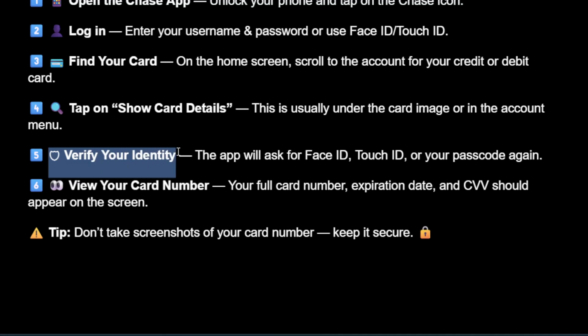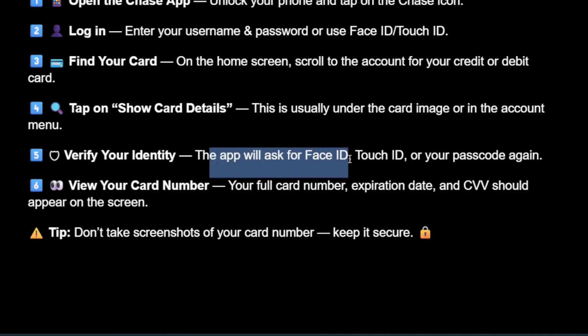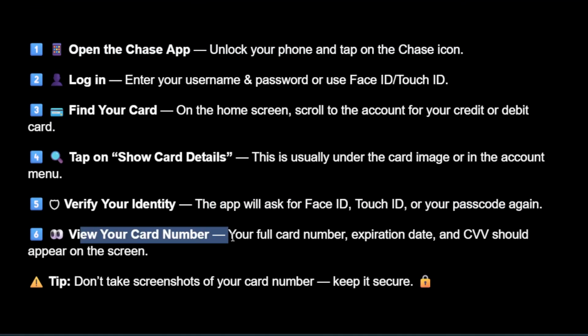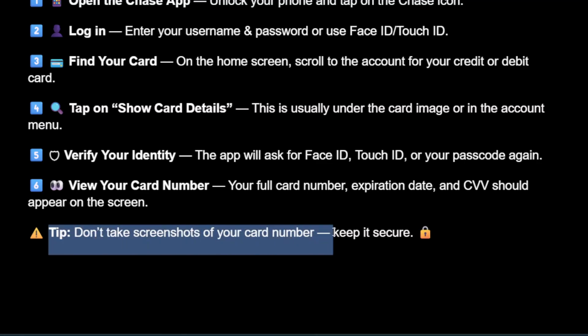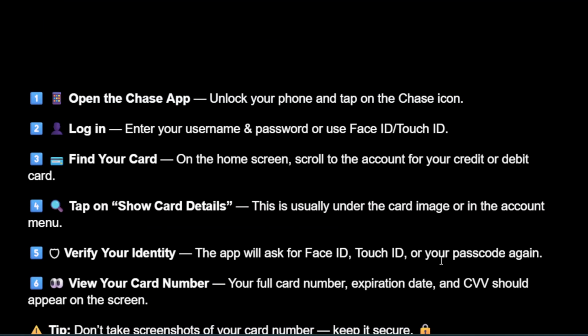You will then have to verify your identity. The app will ask for Face ID, Touch ID, or your passcode again, and you will be able to view your full card number, the expiration date, and CVV, and they should appear on screen. Don't take screenshots of your card number because you want to keep it secure.